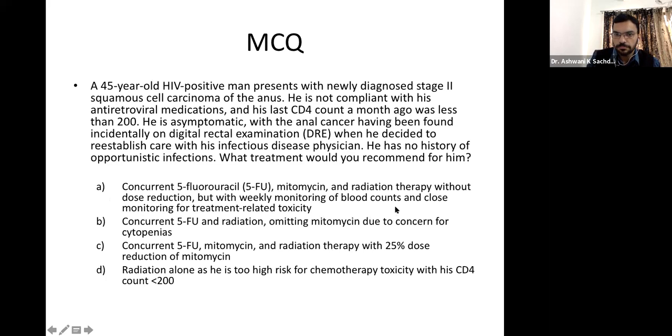Option A is concurrent 5-FU, mitomycin, and radiation therapy without dose reduction, with weekly monitoring of blood count and close monitoring of treatment-related toxicity. Next option is omitting mitomycin. Third option is concurrent CTRT with 25% decrease in mitomycin. Fourth is radiation only. What are your answers?